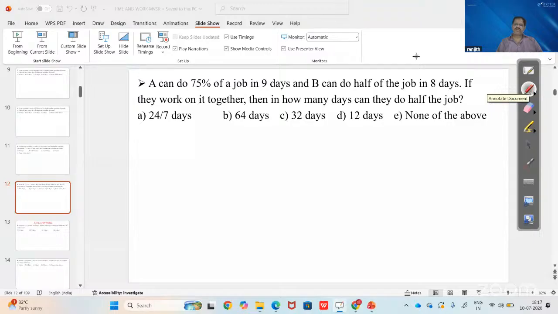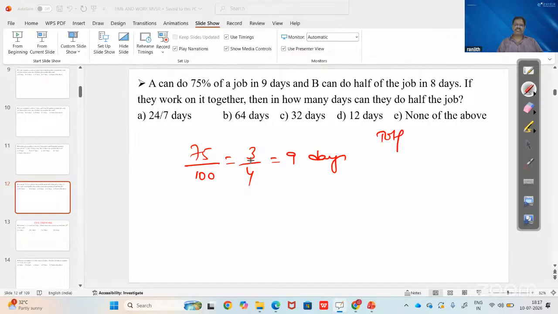Here A can do 75 percent. 75 percent is nothing but 75 by 100, which can be written as 3 by 4. 3 by 4 equals 9 days. So 75 percent equals 9 days, so total equals how many days? 3 ones are 3, 3 threes are 9, 3 fours are 12. A alone can complete the work in 12 days.